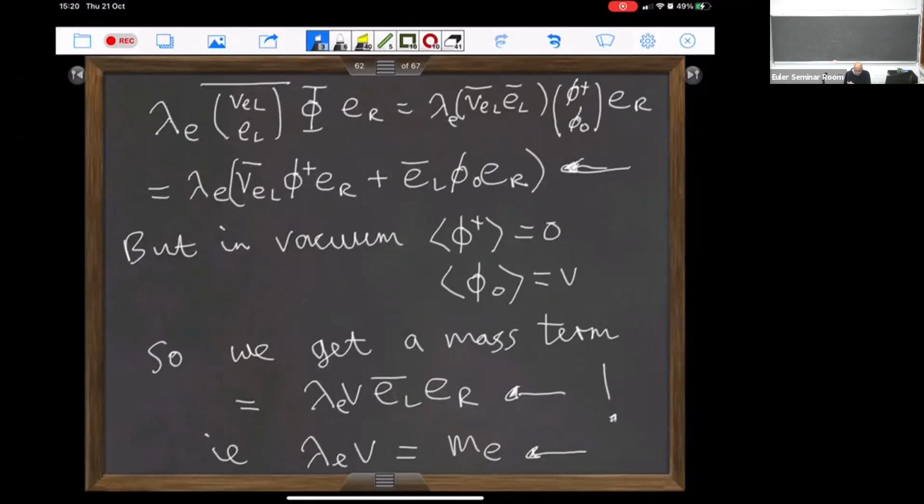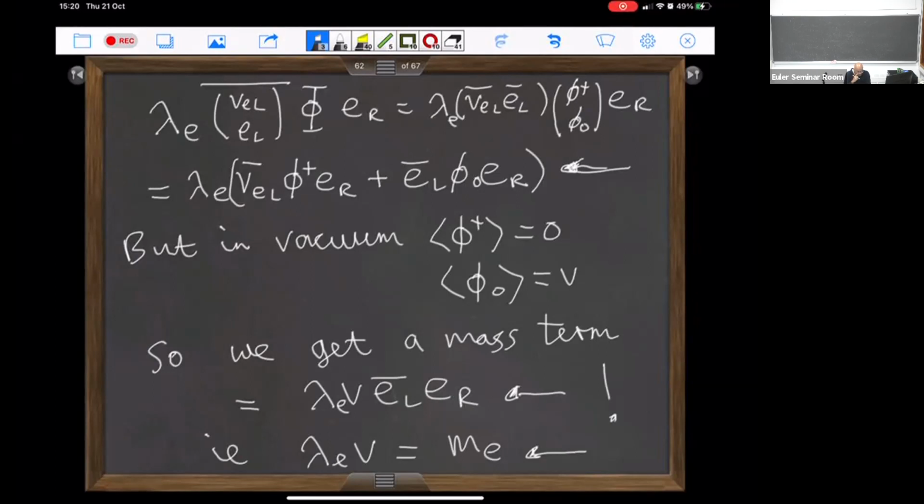Can I ask one question? Of course. So here we actually chose the vacuum at the beginning, so the vacuum of phi plus is 0. But what if we choose another kind of vacuum?